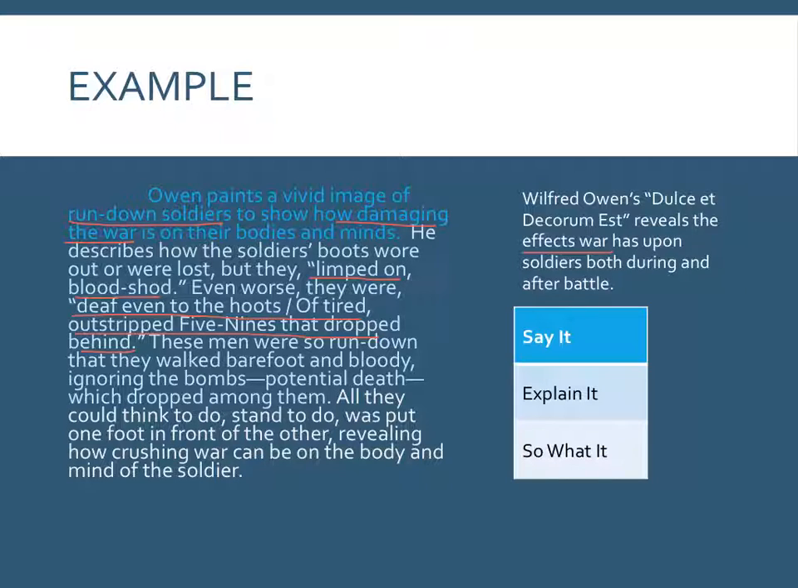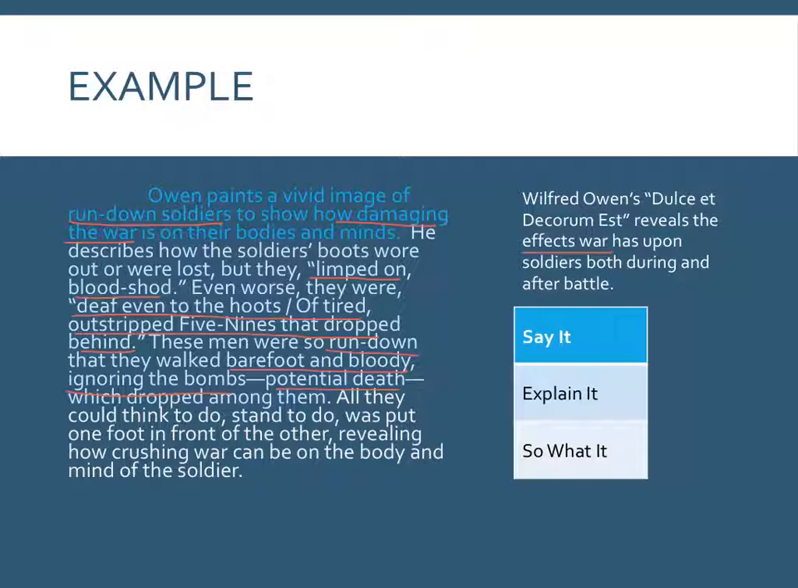Now I need to connect these 2 lovely text details back to the evidence statement. How do these show that they're run down? These men were so run down, I even used that same word to help make the connection clear, that they walked barefoot and bloody, ignoring the bombs, which is potential death, that's kind of a big deal, which were dropped among them. So I've connected my 2 quotes back into why that means they were run down.